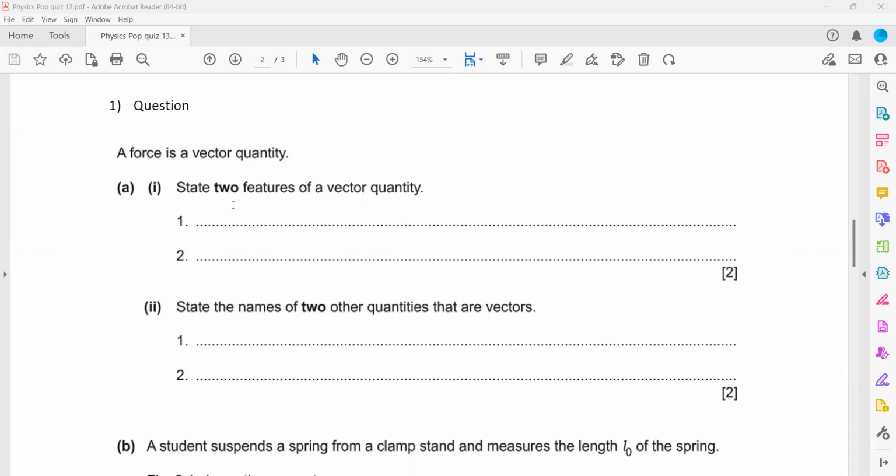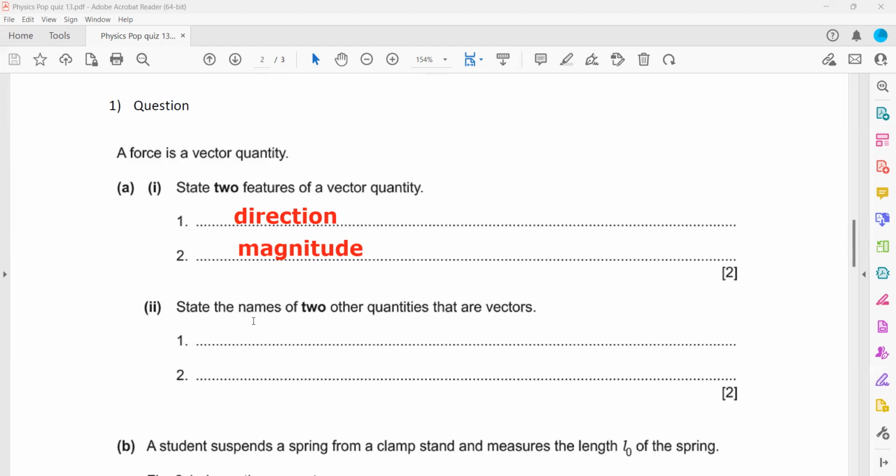Vector quantities have direction and they have magnitude. Magnitude means a value or a size will be there, and a direction is also there. That refers to a vector quantity.